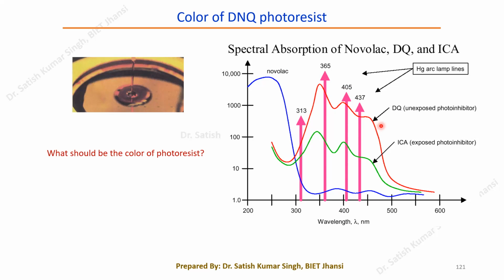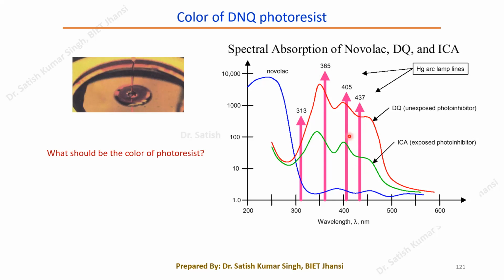So once it is absorbed, obviously most of the light will get absorbed into this, and these absorbed photons are going to do certain chemical changes in the DQ, in the DNQ. When that change occurs, you can see it will form the carboxylic acid. Once the carboxylic acid is formed, its absorption coefficient will be smaller than the unexposed DQ, which is obvious. So this is the spectral absorption characteristics of the Novolac, DQ, and ICA.